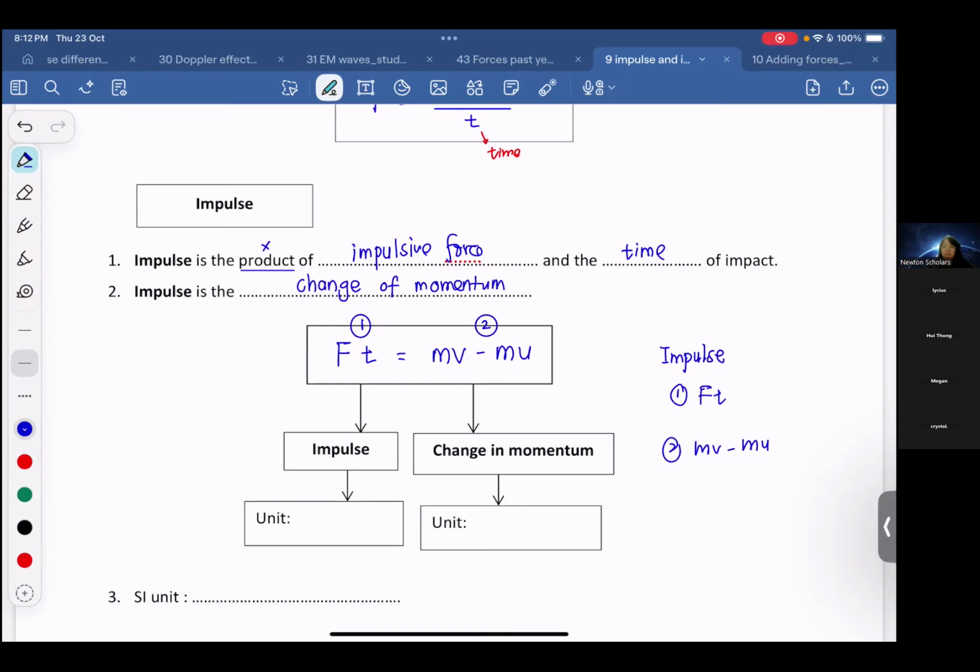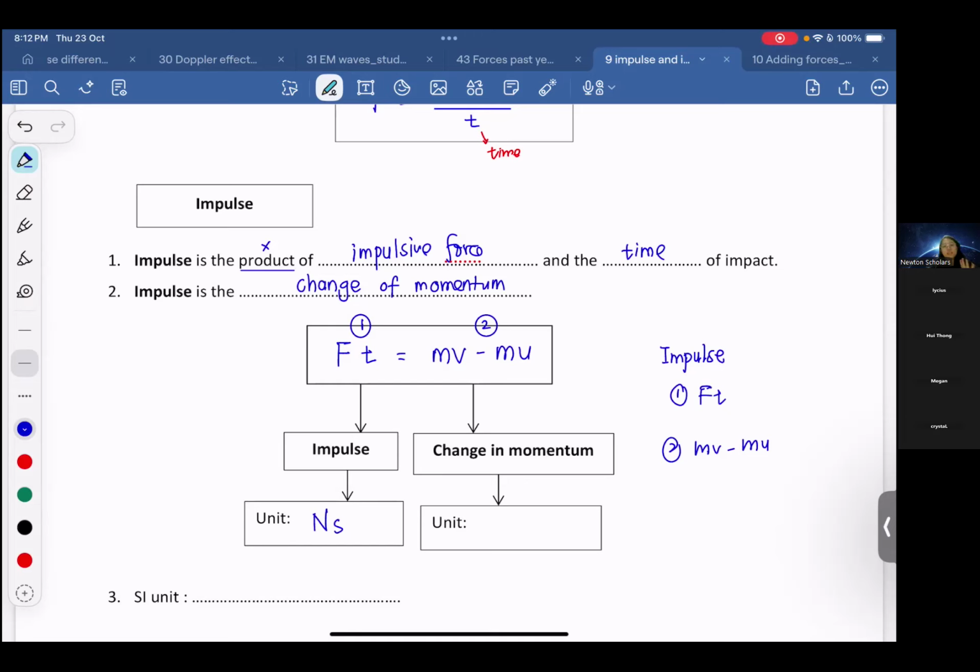Try force times time. Force times time. What is the unit for force? What is the unit for time? That is the unit for impulse. What is the unit for force? What is the unit for time? Yes, correct, Licious. N times s. Force in Newton times time in second.